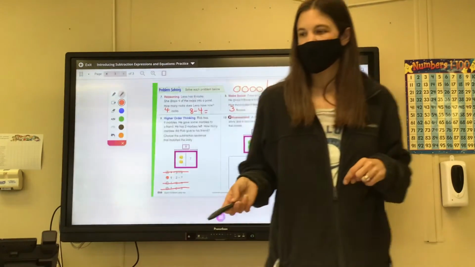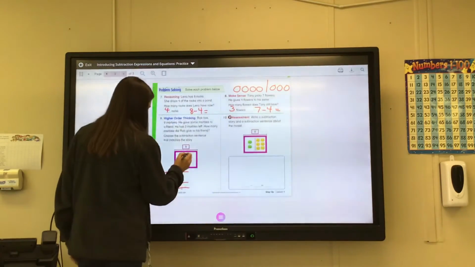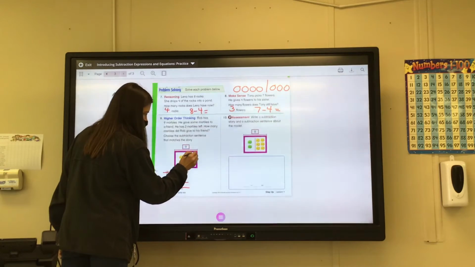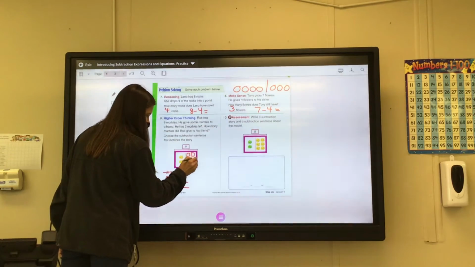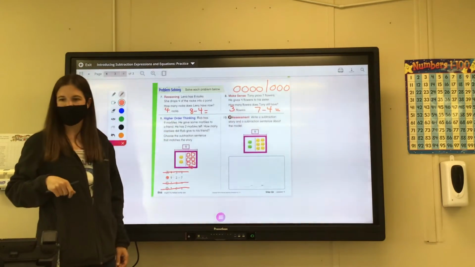Because if we have 7 cubes on this side, it'll make a total. This part will be 7. This part will be 2. And those together make that whole number 9.